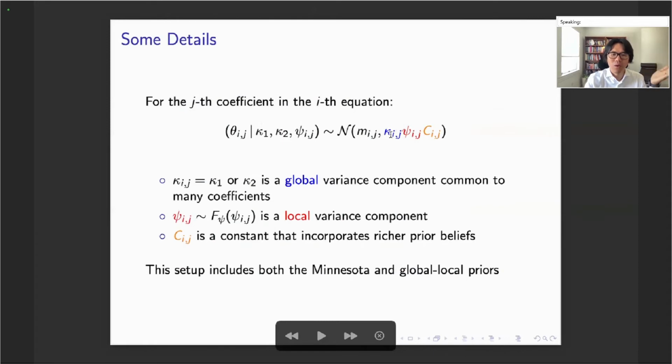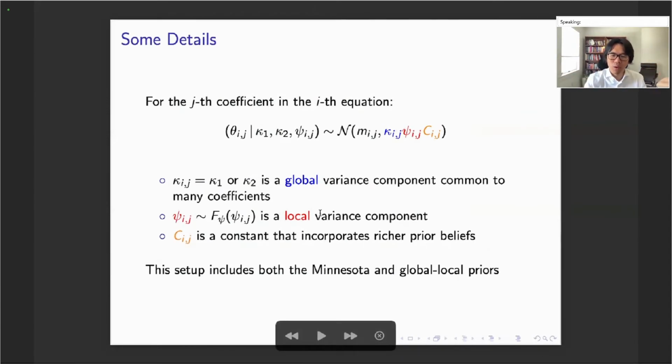So even though I call it kappa ij, this is theta ij, the jth coefficient in the ith equation. So for one of the VAR coefficients, this kappa ij can take only two values, either kappa 1 or kappa 2, depending on whether theta ij is its own lag or other lag. So this global component controls the shrinkage strength for all the coefficients in the group.